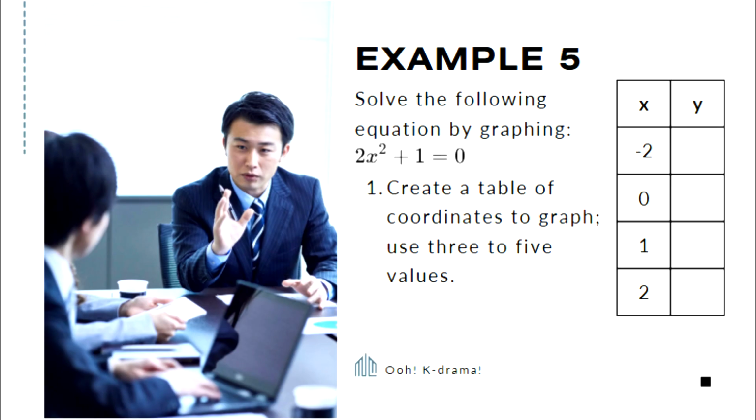So here's example 5. Solve the following equation by graphing 2x squared plus 1 equals 0. Create a table of coordinates to graph. Use 3 to 5 values. There's the values they gave us. We'll go ahead and solve for -2. So we have 2 times -2 squared plus 1 is equal to our y value. So first parentheses, -2 times -2 is +4. So 2 times 4 plus 1 is equal to y. 2 times 4 is 8 plus 1 is 9.